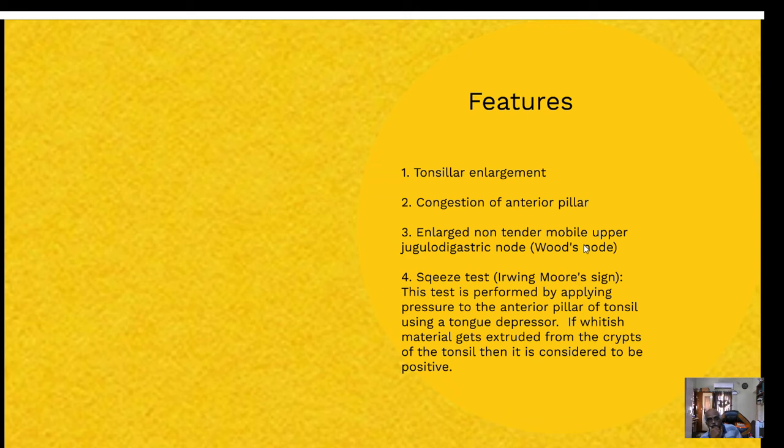How will you perform the squeeze test? This test is performed by applying sustained gentle pressure to the anterior pillar of the tonsil using a tongue depressor. If whitish material gets extruded from the crypts, it is considered positive. So, presence of a positive Irving Mood sign is a classic feature of chronic tonsillitis.